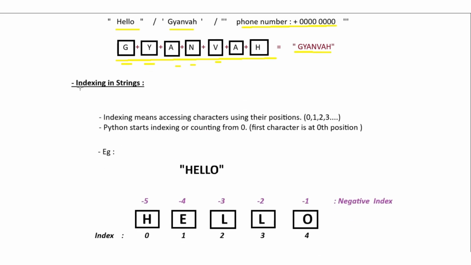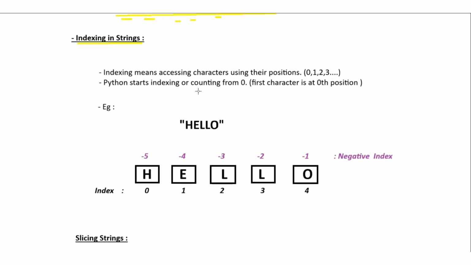Indexing in strings. Now let us understand indexing. Indexing means accessing characters using their positions. Python starts counting from 0, so the first character is at position 0, the second is at position 1, the third is at position 2. For example, if the string is hello, the positions look like this: H at 0, E at 1, L at 2, L at 3, O at 4.